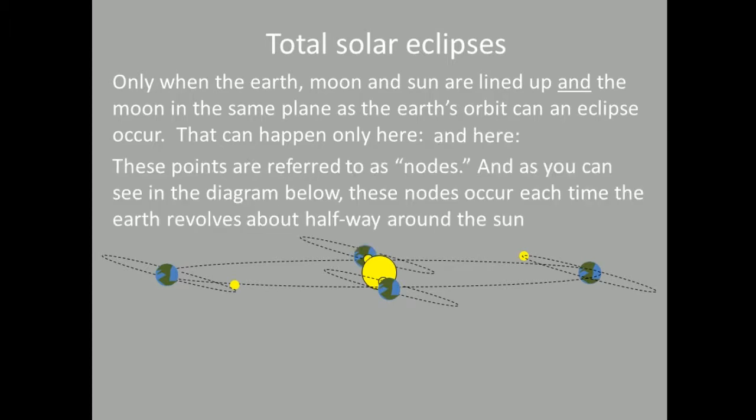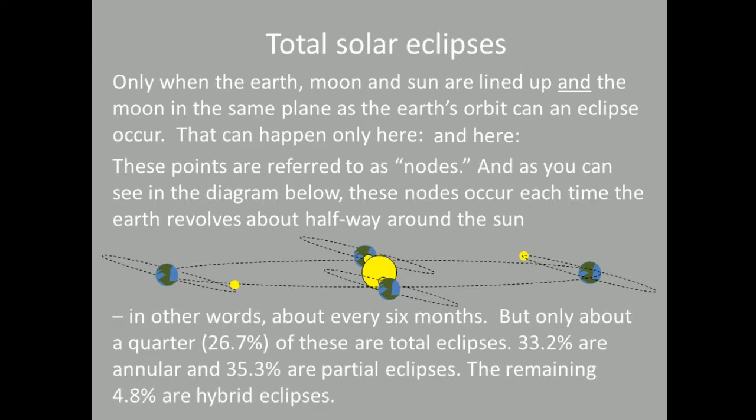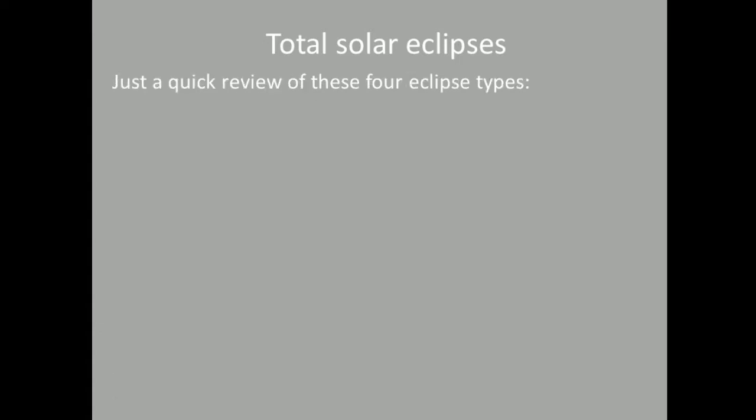These points are referred to as nodes, and as you can see in the diagram below, these nodes occur each time the Earth revolves about halfway around the Sun. In other words, about every 6 months. But only about a quarter, 26.7%, of these are total eclipses, 33.2% are annular, and 35.3% are partial eclipses. The remaining 4.8% are hybrid eclipses.